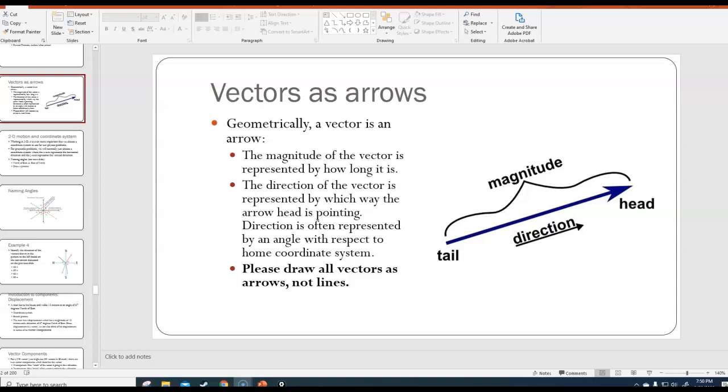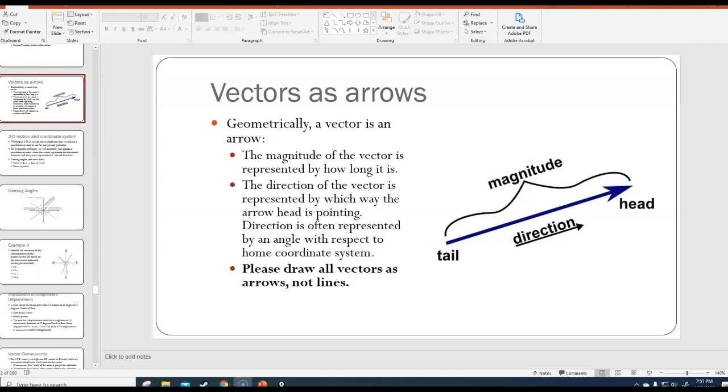Okay, so in the last video we did a review of basic trigonometry. We talked about sine, cosine, and tangent. In this video we're going to use those skills to learn a little bit of some new math. We've talked about vectors before, but now we're going to get more in depth with vectors.